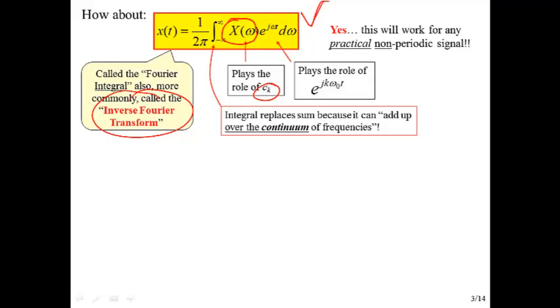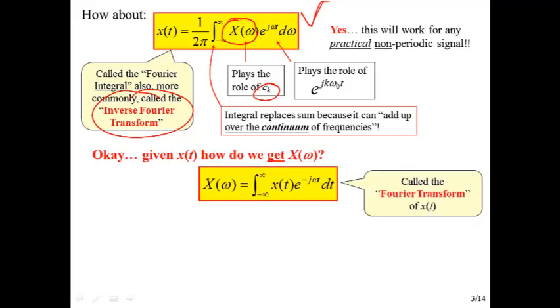And the e to the j omega t plays the role of the e to the j k omega sub 0 t. In the Fourier series, as we changed k, we went from discrete frequency to discrete frequency. Now, as we change omega, as we sweep through this integral, we'll be changing the frequency of that. So that's the idea.